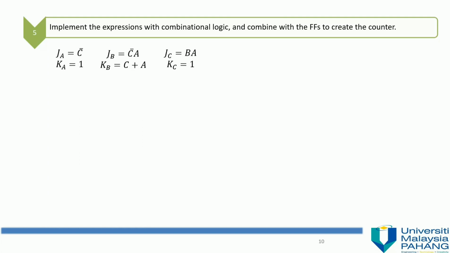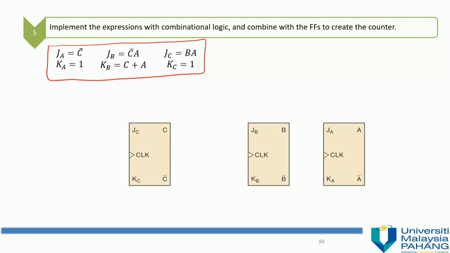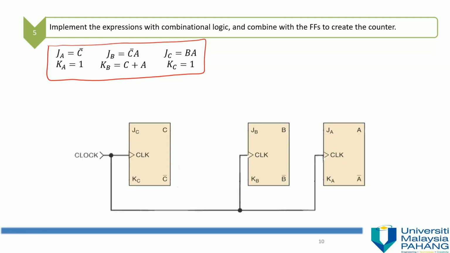The last step, we implement the expression with combinational logic and combine with the flip-flops to create the counter. Here are the equations we got from step 4. To implement this counter, first we draw the clock. Remember, this is a synchronous counter. All the clocks are connected to the same clock input. Next is JA equals C bar, so make a connection from JA to C bar. And then KA equals 1.